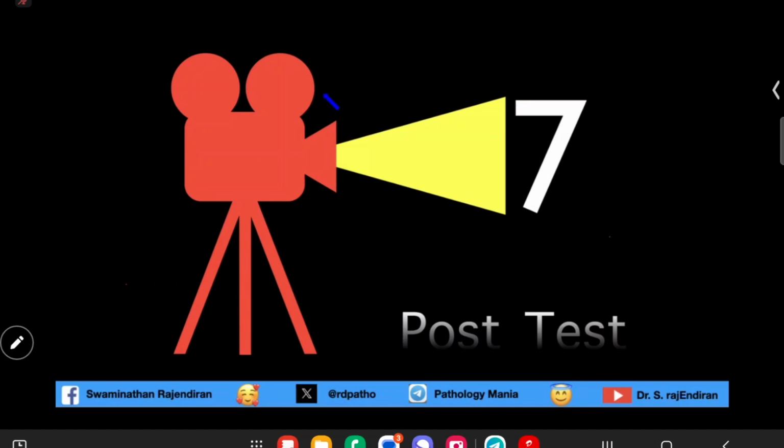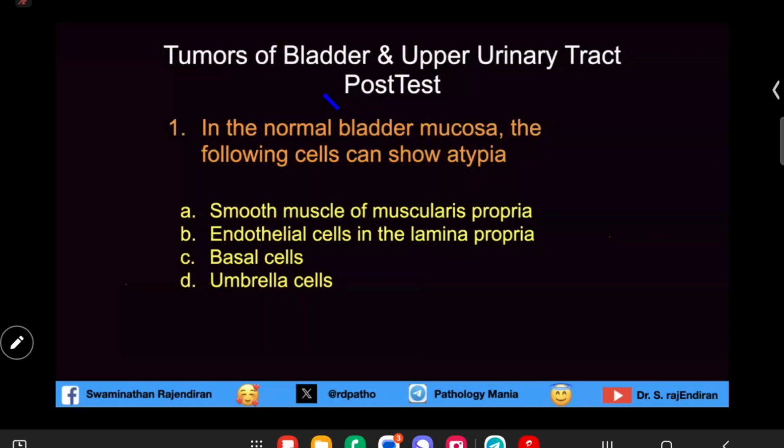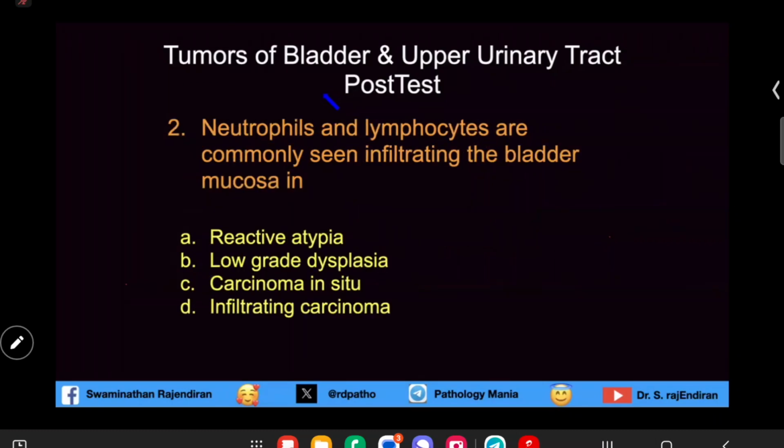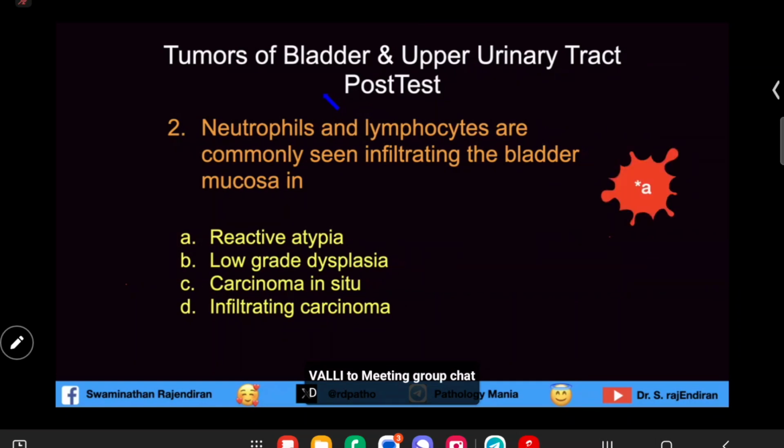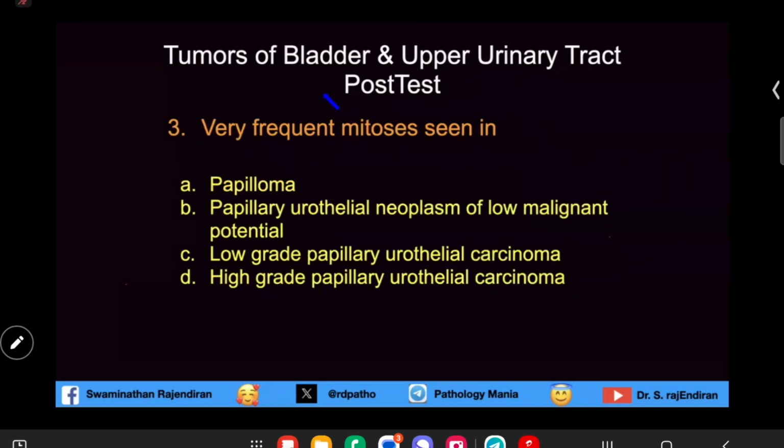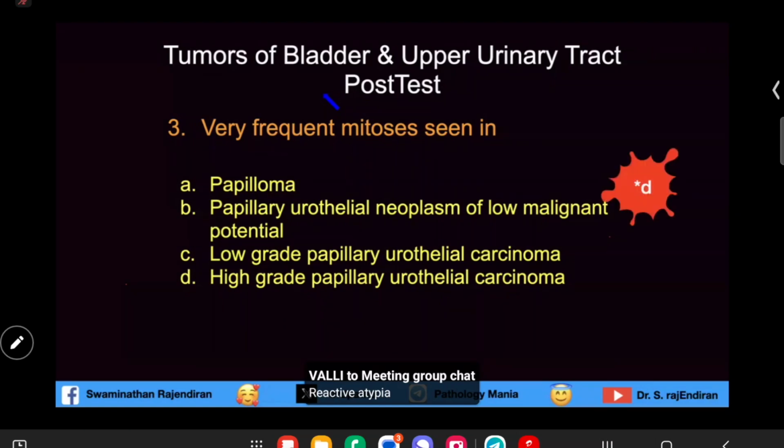Same 7 questions. I hope you can do better now. In normal mucosa, which of the following cells can show ATPR? The answer is umbrella cells. Neutrophils and lymphocytes are commonly seen infiltrating the bladder mucosa in reactive ATPR. Very frequent mitosis is seen in papilloma, PUNLMP, low-grade, high-grade papillary urothelial carcinoma. The answer is high-grade urothelial carcinoma.